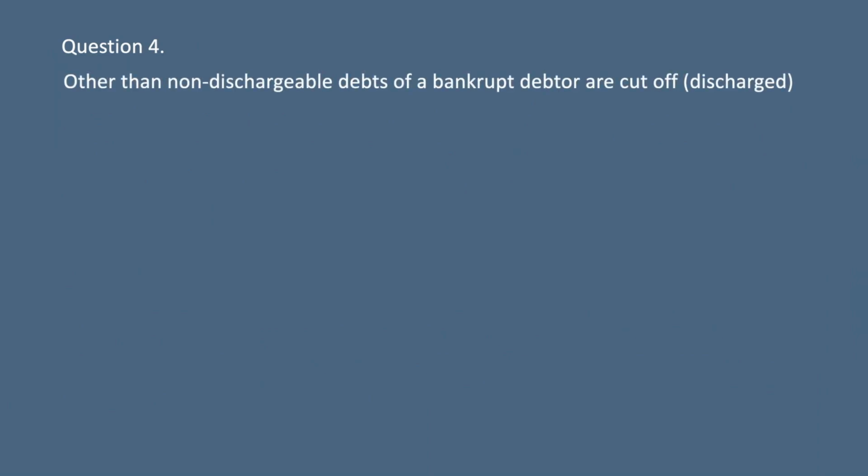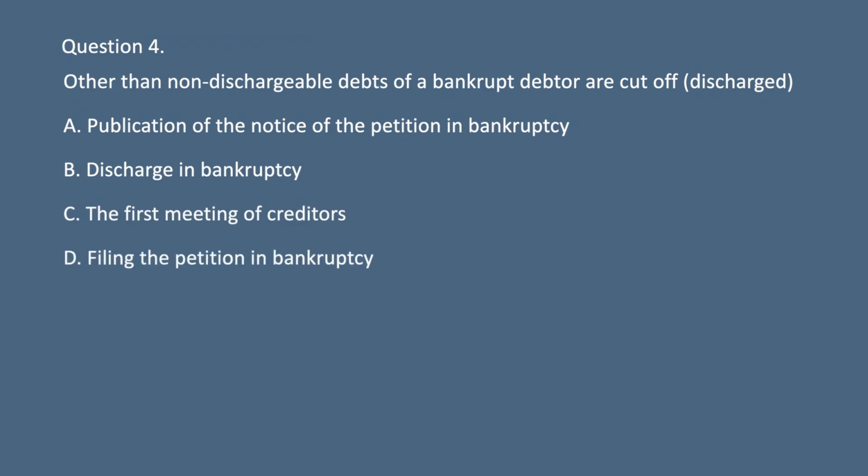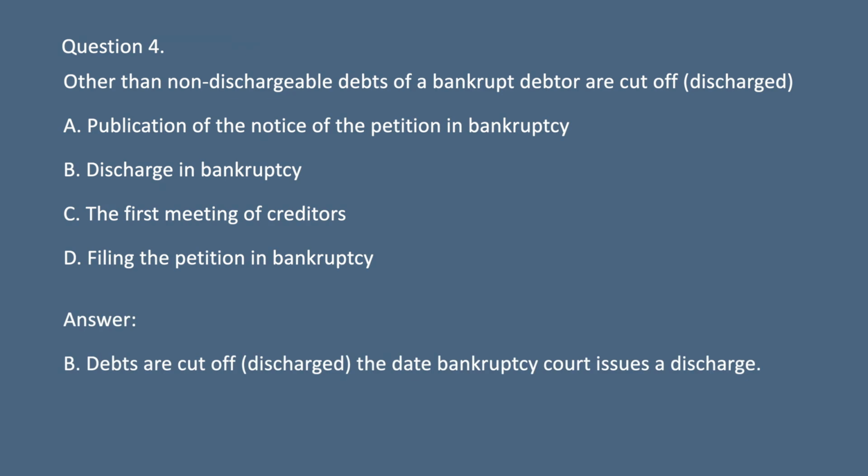Question 4. Other than non-dischargeable debts, a bankrupt debtor's debts are cut off, discharged, by A. Publication of the notice of the petition in bankruptcy. B. Discharge in bankruptcy. C. The first meeting of creditors. D. Filing the petition in bankruptcy. Answer B. Debts are cut off, discharged, the date the bankruptcy court issues a discharge.